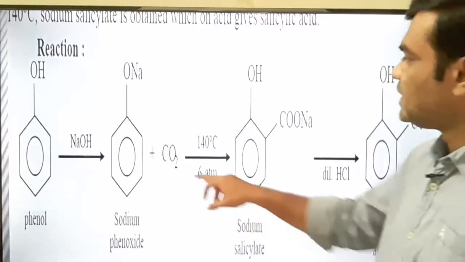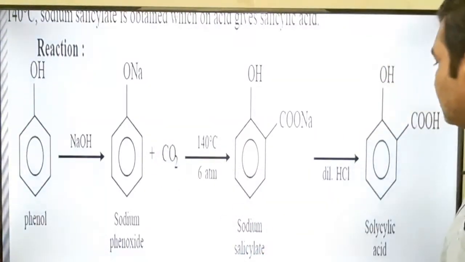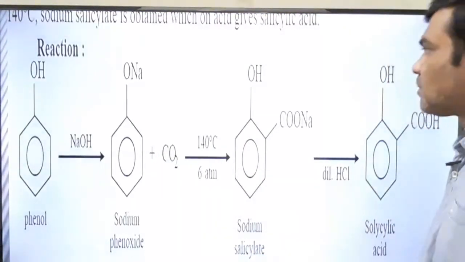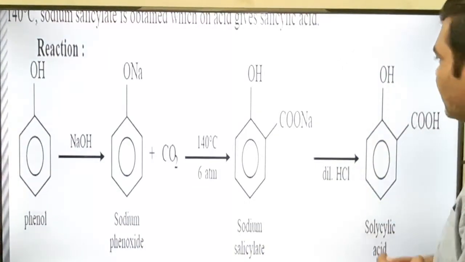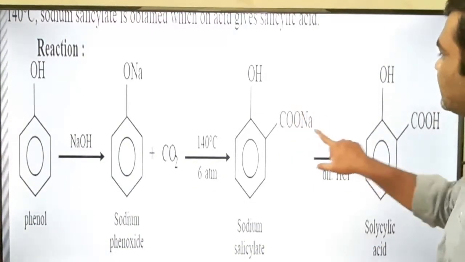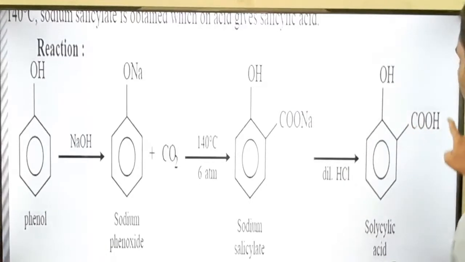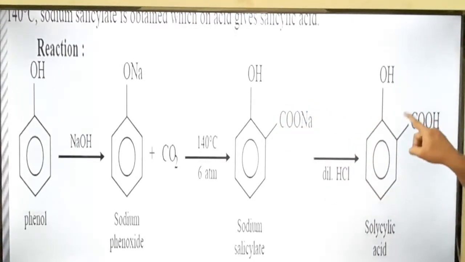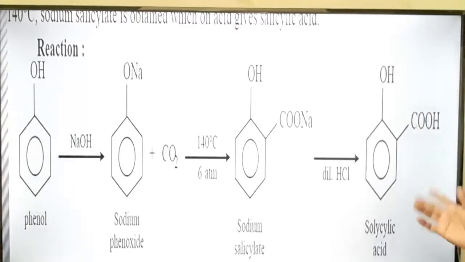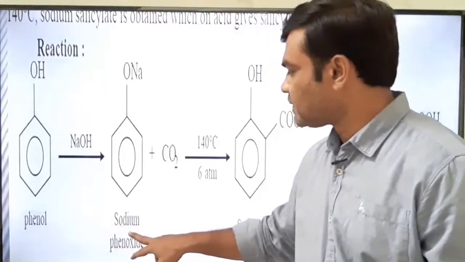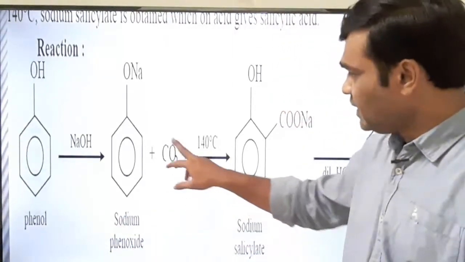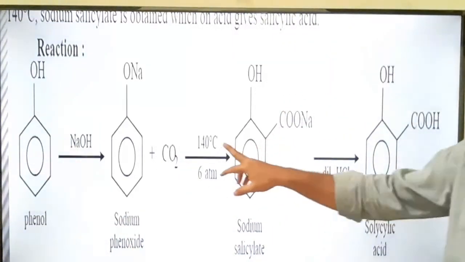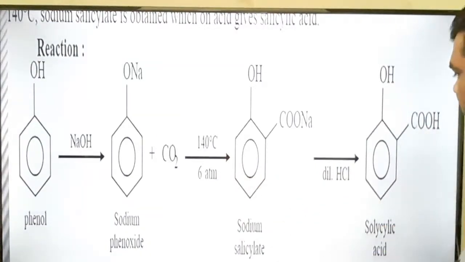This is the carboxylation at ortho position. We get the sodium salt of salicylic acid, which on acid hydrolysis is converted to salicylic acid. The sodium salt of carboxylic acid is converted into carboxylic acid. I am repeating again, phenol is converted first to sodium phenoxide, then carboxylation at ortho position at particular temperature and pressure, we get sodium salicylate. Then hydrolysis, we get salicylic acid.